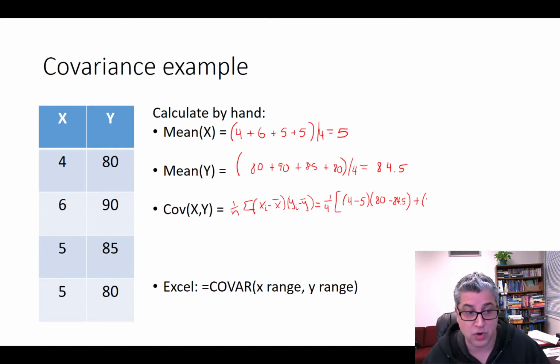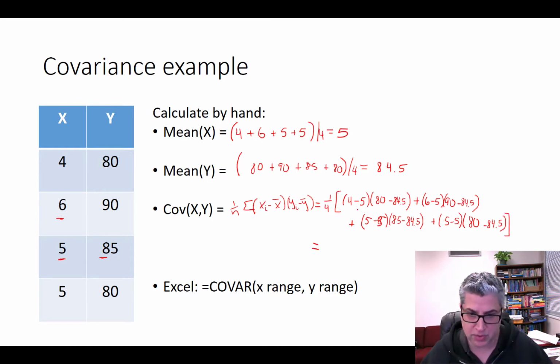We need to do the same thing for all of the students in this hypothetical class. The second student here was a 6 with a grade of 90. So that's our second student. Our third student studied for 5 hours and got a grade of 85, so 5 hours minus the average, which was 5. That's the difference of that student's study time from the average. And then the last student's grade and how far away it was.